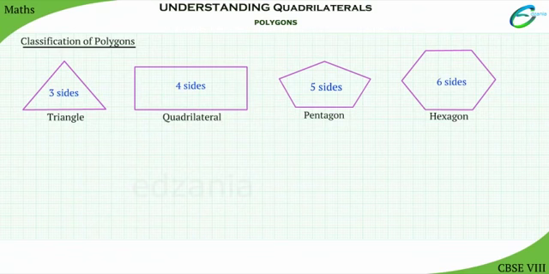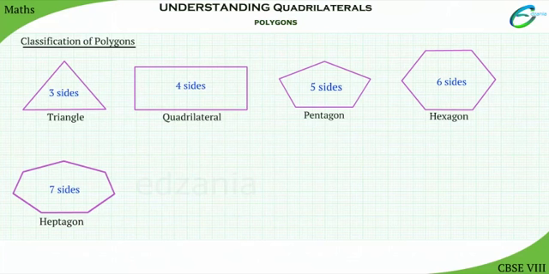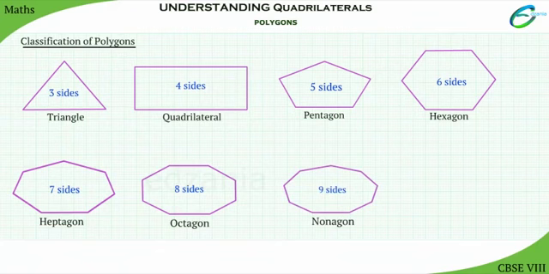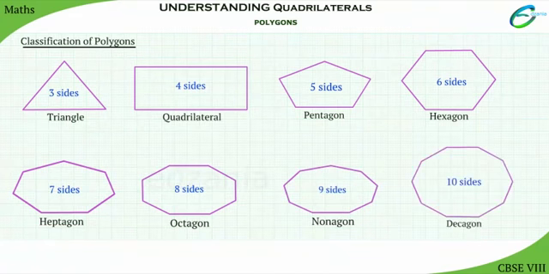If the number of sides of a polygon is 7, then the polygon is said to be a heptagon. If the number of sides is 8, the polygon is said to be an octagon. If the number of sides is 9, it is a nonagon. And if the number of sides is 10, then the polygon is said to be a decagon.